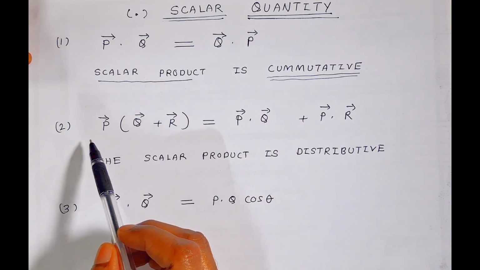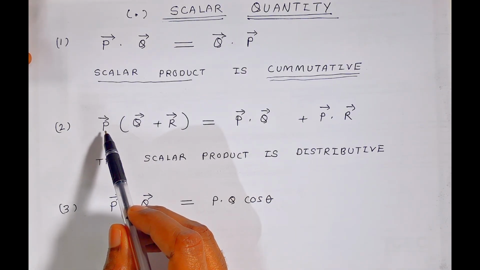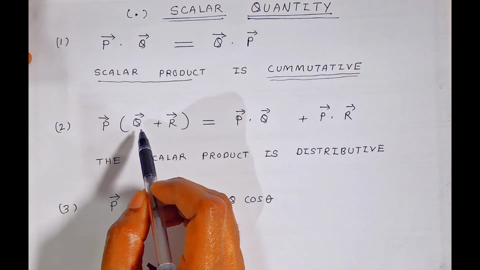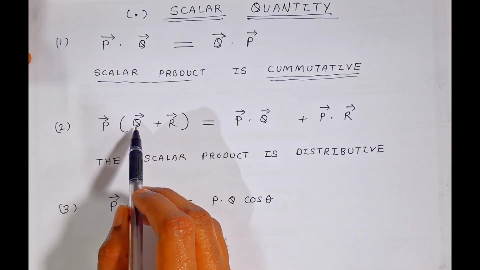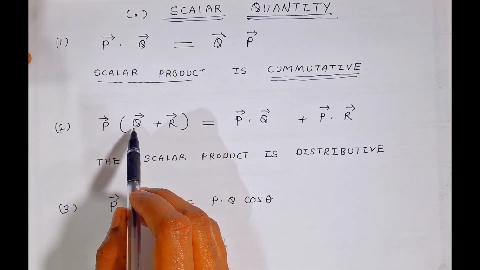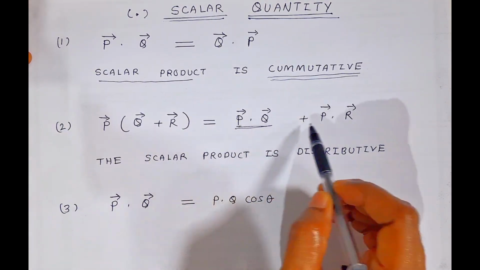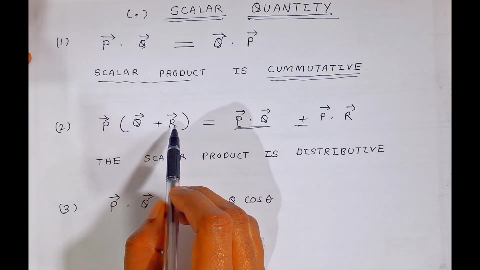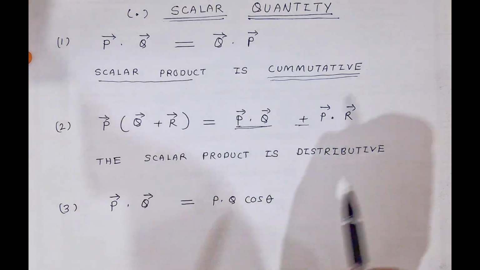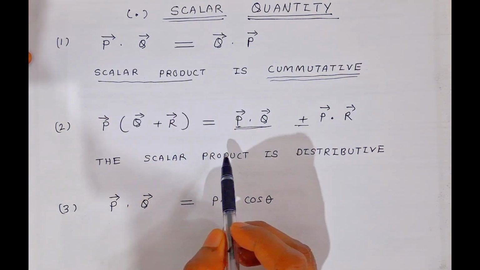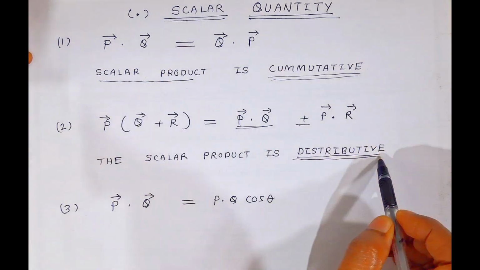Now in the second property of the scalar product, if p bar is multiplied with q bar plus r bar, then p bar will also multiply with q bar, that is p bar dot q bar, plus p bar will also go inside the bracket and multiply with r bar, that is p bar dot r bar. If a vector has this property, we call it the distributive property.